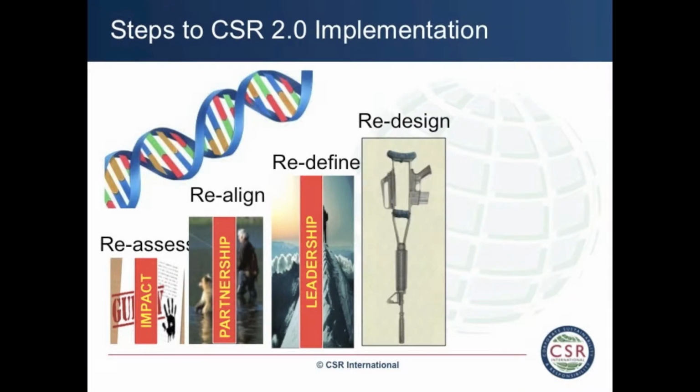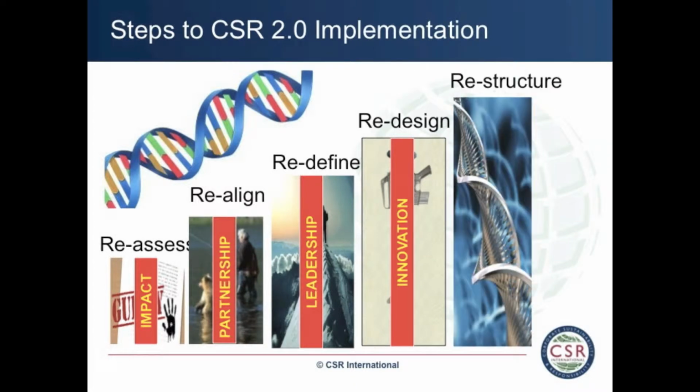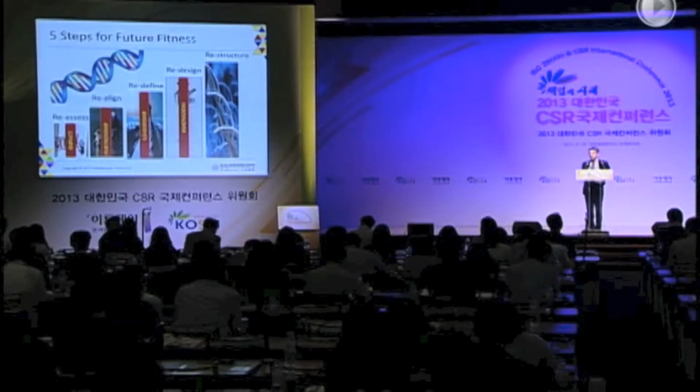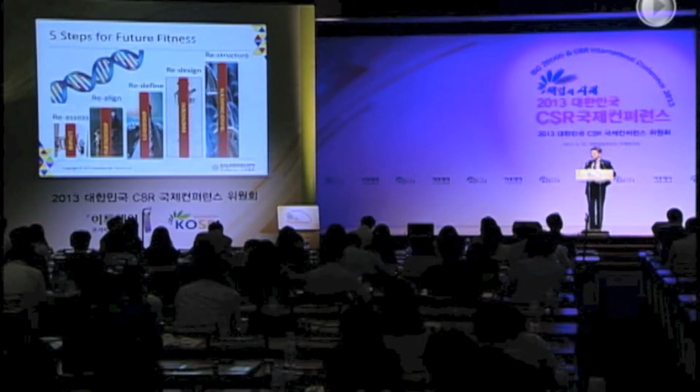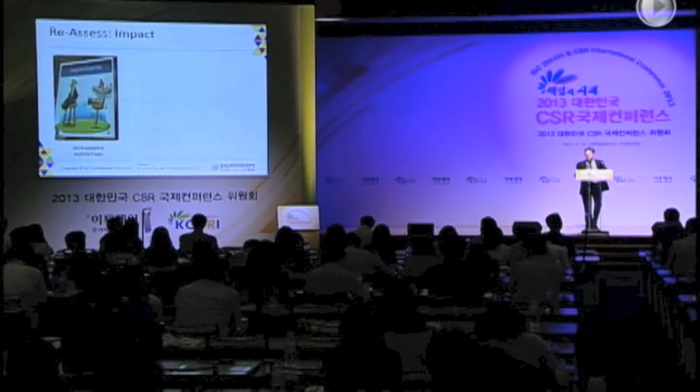The fourth is to redesign. What do you think this is about? This is about innovation, changing your products. And the fifth is about restructuring. And this is where we get to transformation, because it's about changing the rules of the game in the economy and society. So let's illustrate with examples.